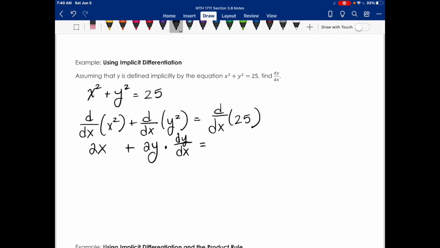When I take the derivative of 25, that's a constant, so I get 0. Our next step in our problem-solving strategy is I want to get all the terms that have dy dx in it on one side and everything else on the other. So since we only have one dy dx term here, I'm just going to subtract 2x from both sides. So everything that has a dy dx is on the left and everything else is on the right.